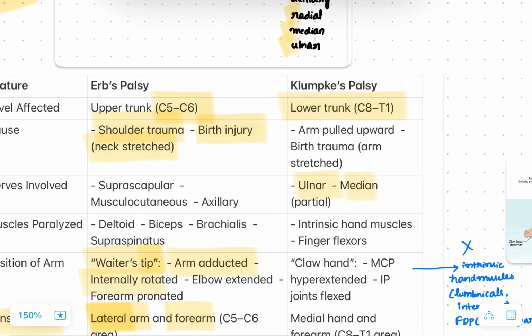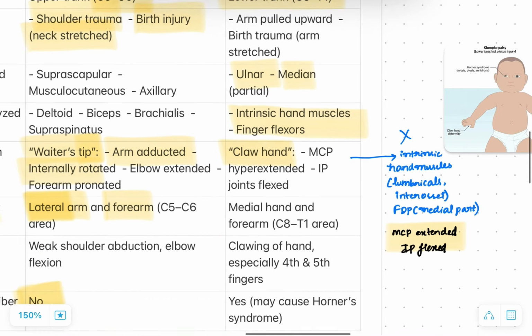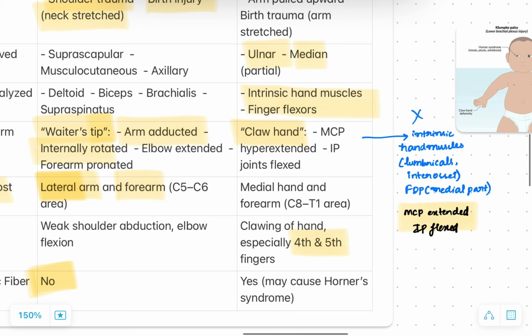Ulnar and a part of the median nerve are injured. Intrinsic hand muscles and finger flexors are the involved muscles. The intrinsic muscles are the lumbricals and interossei, and the lumbricals help in metacarpophalangeal joint flexion and interphalangeal joint extension. So the reverse will happen, leading to metacarpophalangeal joint extension and interphalangeal joint flexion, causing a claw hand deformity. Here the fourth and fifth fingers are especially clawed. Along with this, Horner syndrome can also be seen.